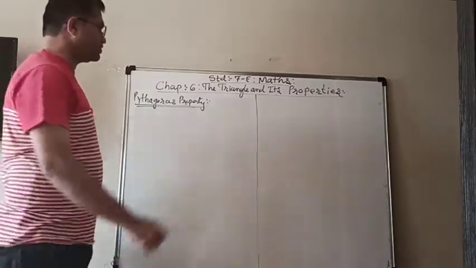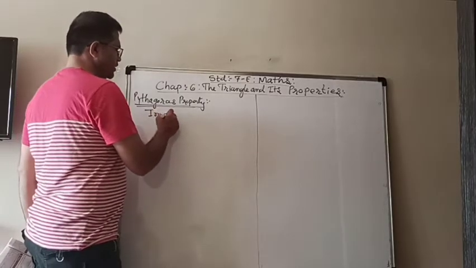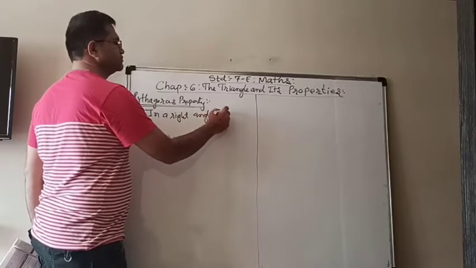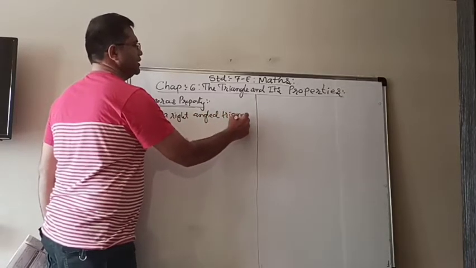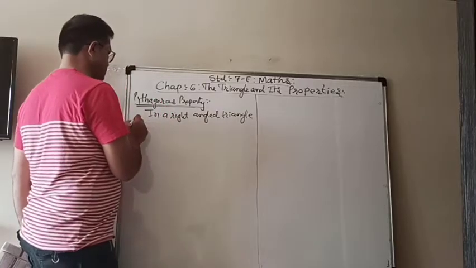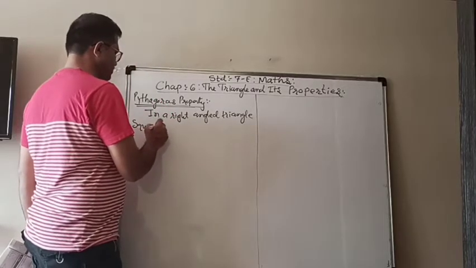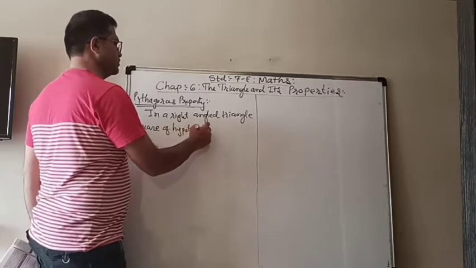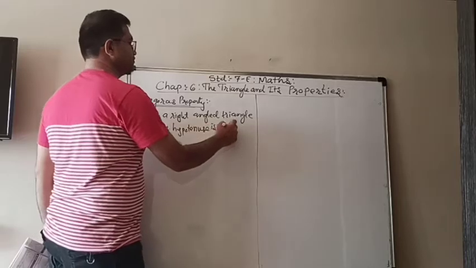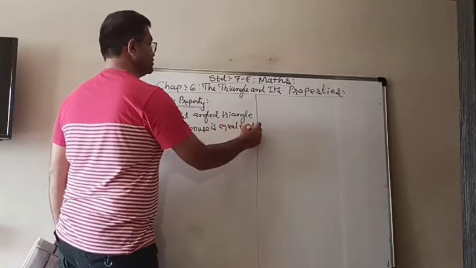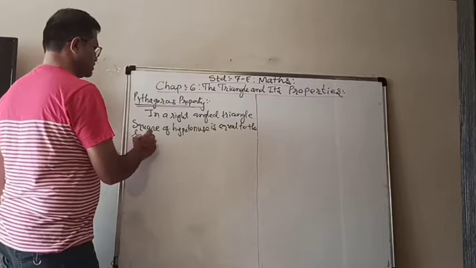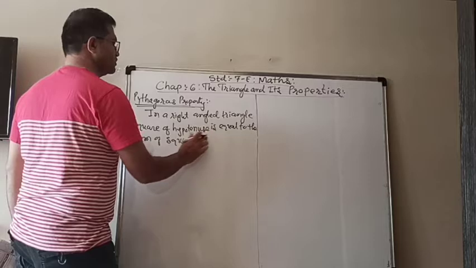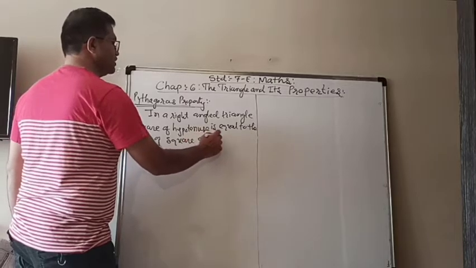So what was the Pythagoras property? In a right angled triangle, square of hypotenuse is equal to the sum of square of its legs.